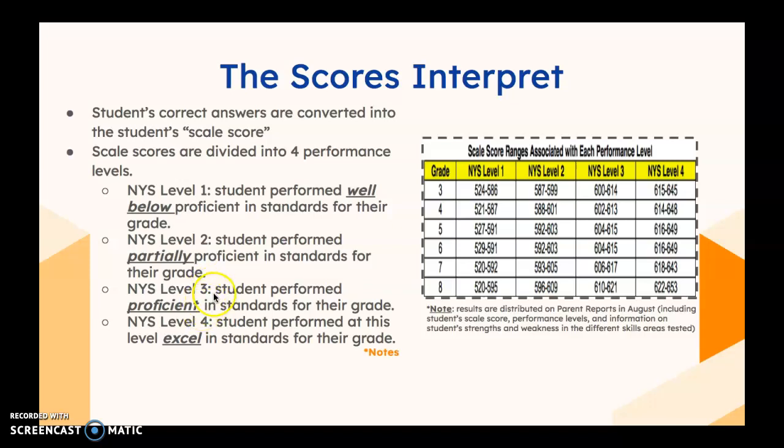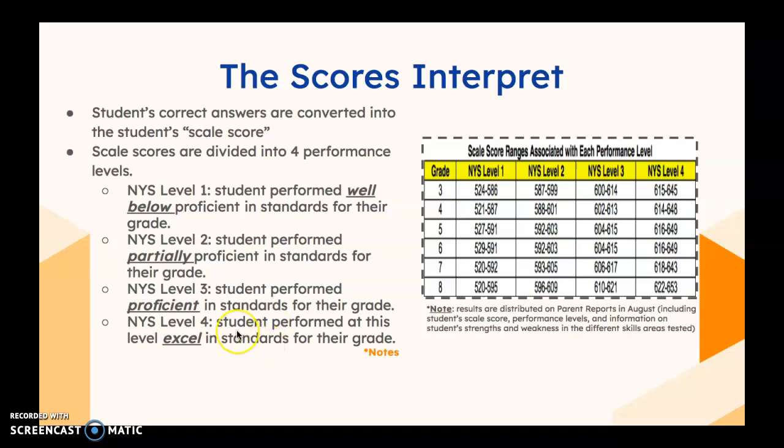And students who score at a level 3 perform proficiently in the standards of their grade level. So this means that the student demonstrated knowledge, skills, and practice embodied in the Common Core language standards for math, and that is considered sufficient for expectations at this grade.